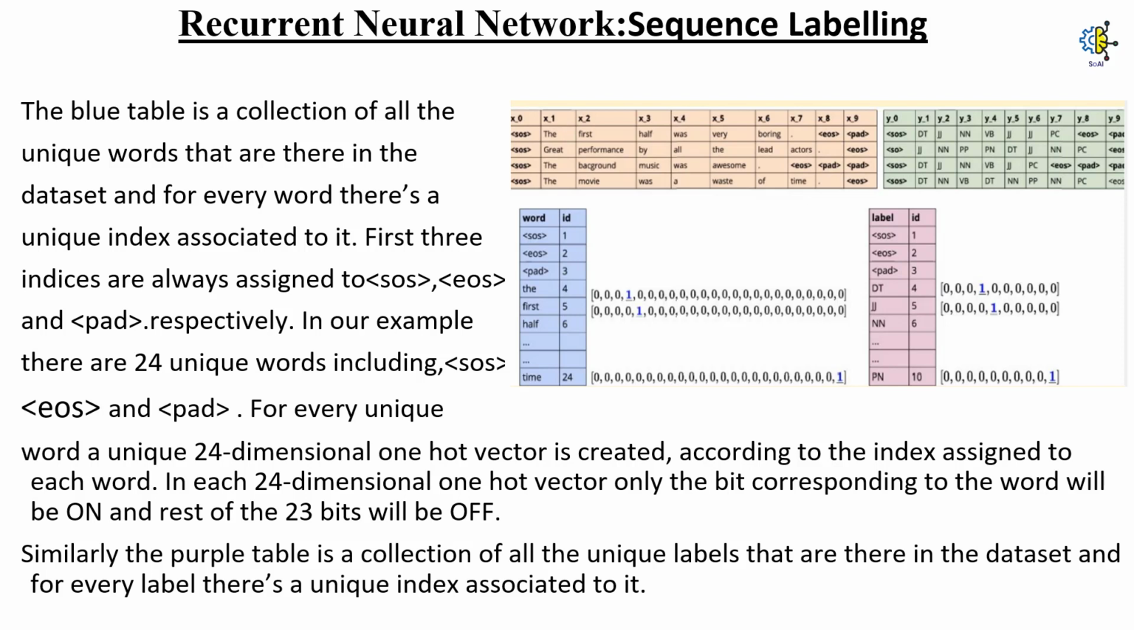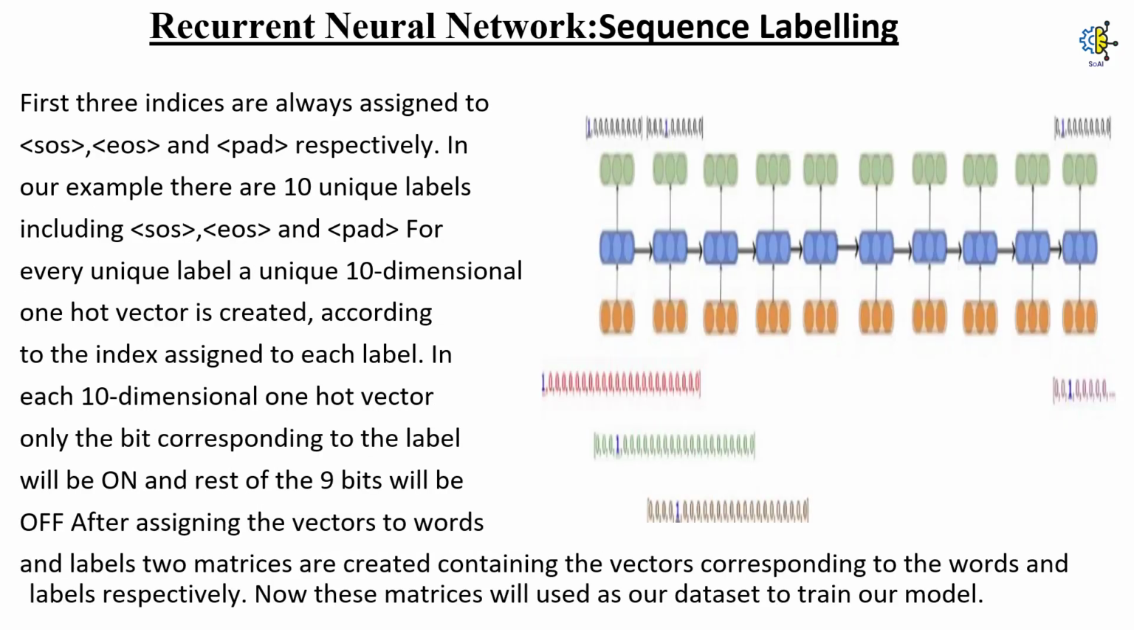Similarly, the purple table is a collection of all the unique labels that are there in the dataset, and for every label there is a unique index associated to it. First three indices are always assigned to EOS, SOS and pad respectively. In our example, there are 10 unique labels including SOS, EOS and pad.